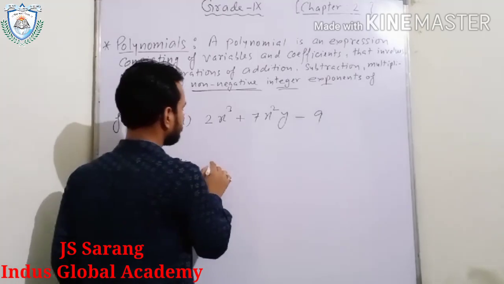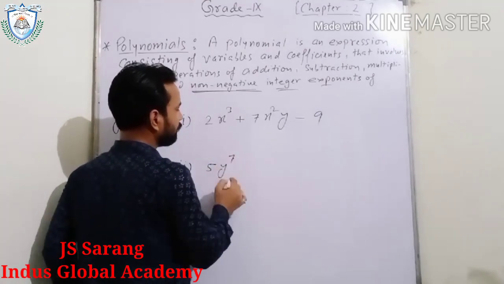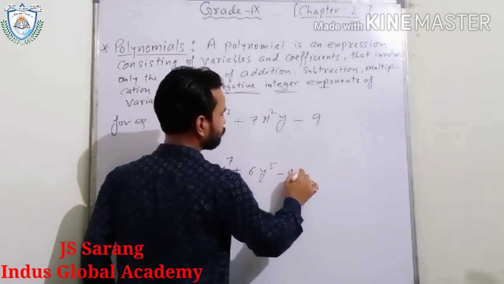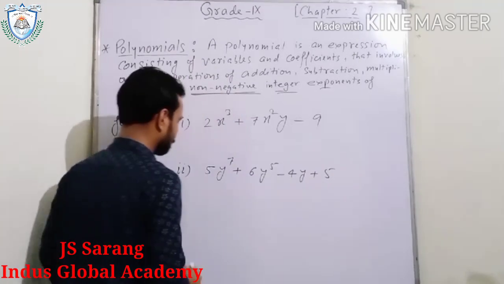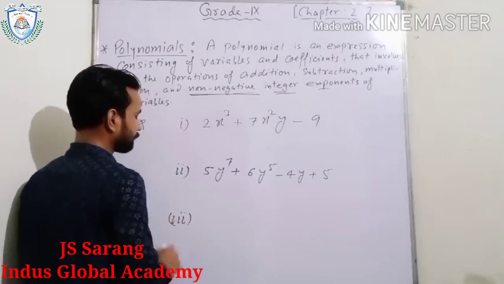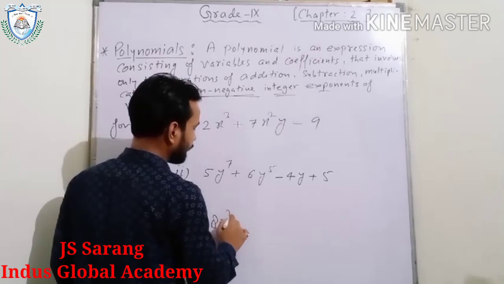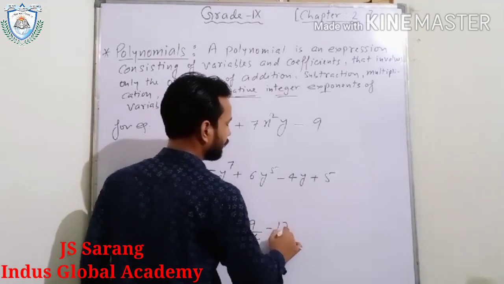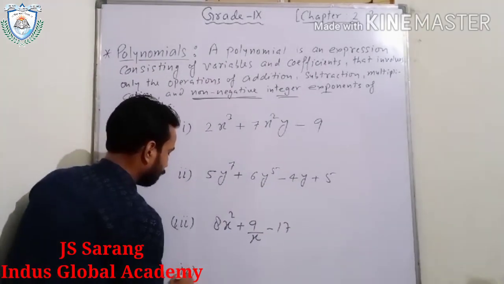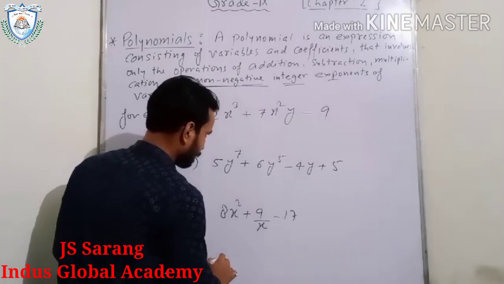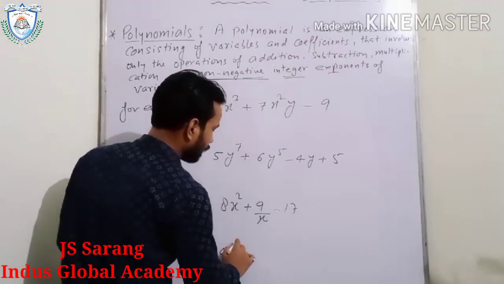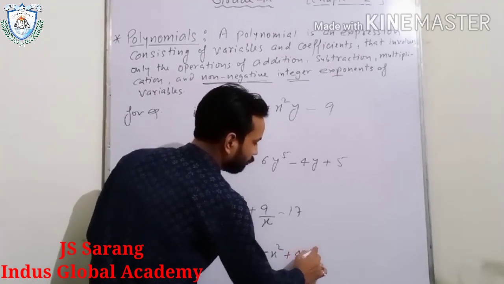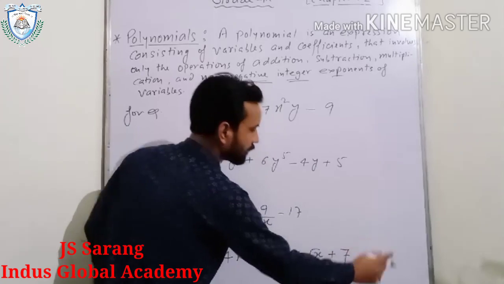Second example: 5y to the power 7 plus 6y to the power 5 minus 4y plus 5. Third example: 8x square plus 9 upon x minus 17. Fourth example is 4x cube plus 5x square plus 4 under root x plus 7.